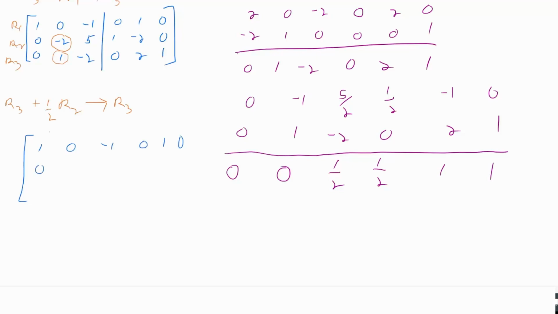Row 2 hasn't changed. 0, -2, 5, 1, -2, 0. Row 3, that's what I just wrote down. 0, 0, 1/2, 1/2, 1, and 1. And this is row echelon form.